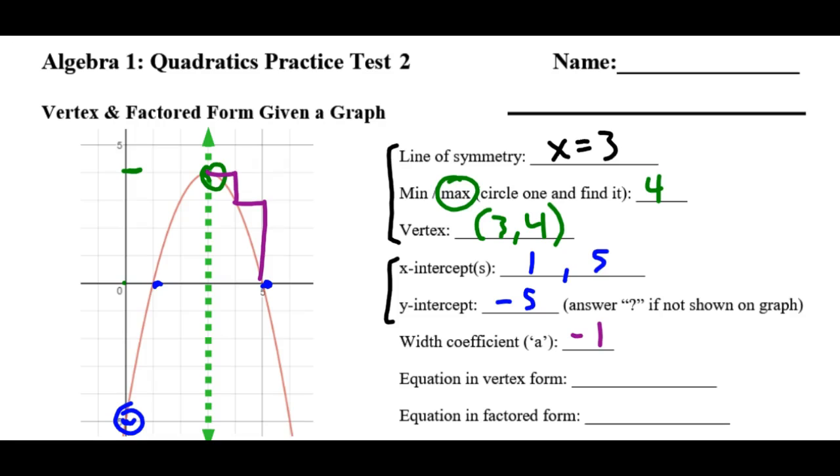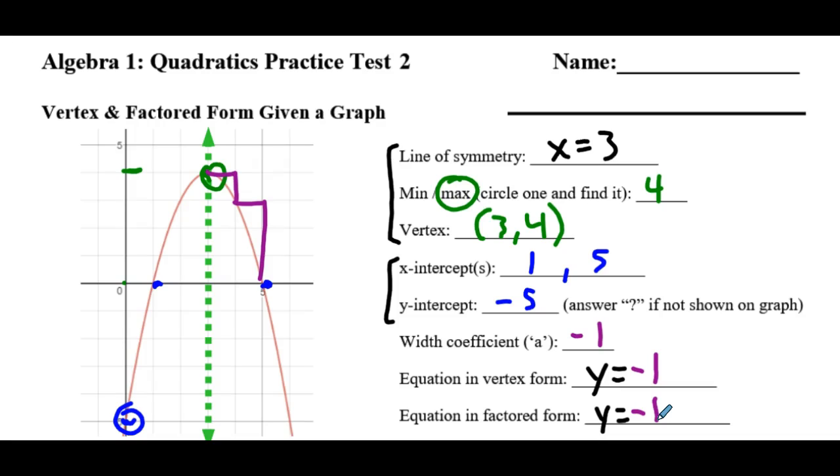Now, the equation's always going to relate y to x, so I'm always going to put y equals at the start. And the very first thing in both of these forms, both the vertex and factored form, is that A value. That carries over into standard form as well, so kind of everywhere. And so we're going to put that negative 1 right up front.